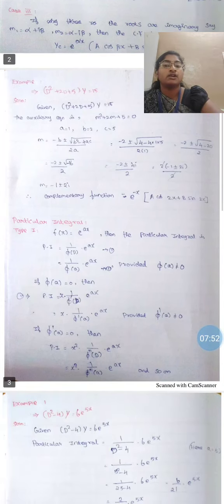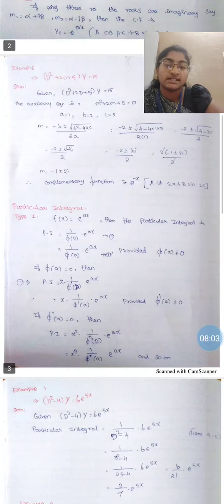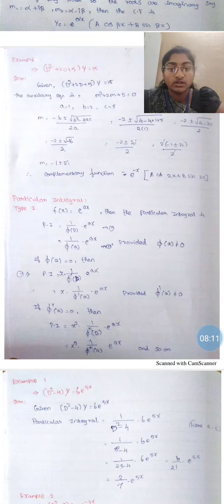Okay, next we are moving on to the next part, that is particular integral. In this there are 4 types we are mentioning in this class. See in this type 1, f of x equal e power ax. So my term is in the exponential form. Then the particular integral equal 1 by phi of D into e power ax.